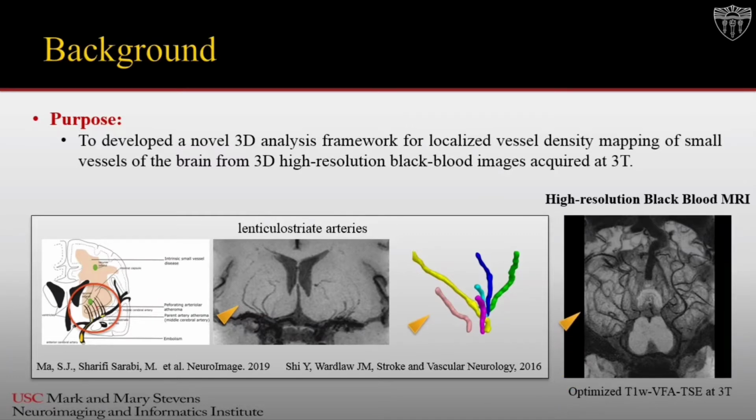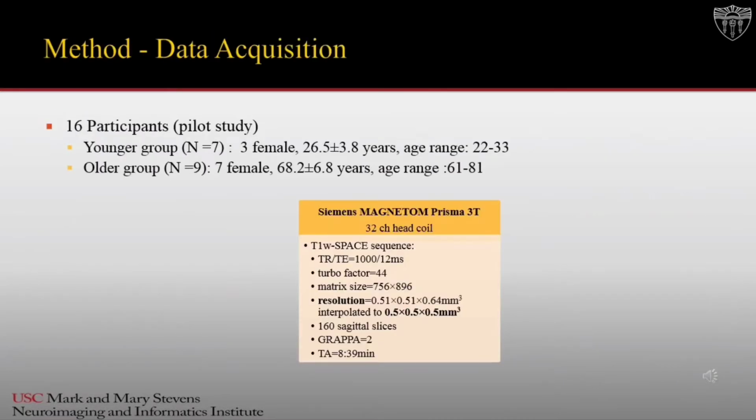In this study, to enable 3D and localized comparisons of brain small vasculature across populations, we developed and evaluated a novel framework by means of automated vessel segmentation and nonlinear registration. For data collection, paired black blood MRI and structural images were collected from 16 participants and divided into younger and older groups ranging in age from 22 to 33 and 61 to 81 respectively. Image volumes were acquired on a Siemens 3T Prisma using T1 space sequence.